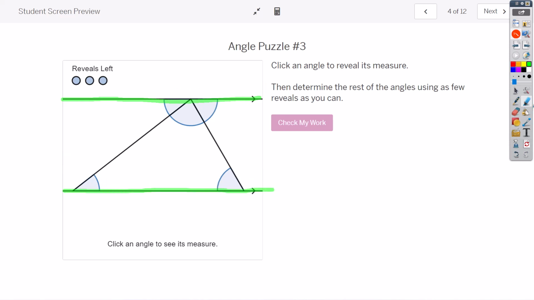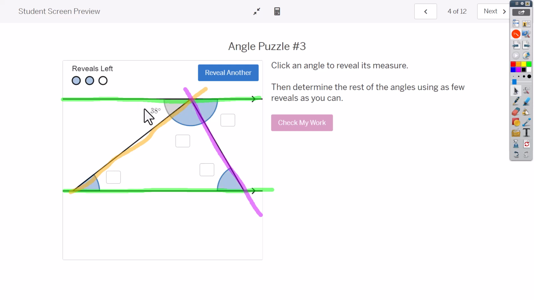And we really have two transversals this time. I'm going to highlight them in two different colors. Sometimes that helps me to see what angles I should be looking at. Here's my second transversal line. Okay, so let's click on one angle and find all the others. I'm going to click on this one.